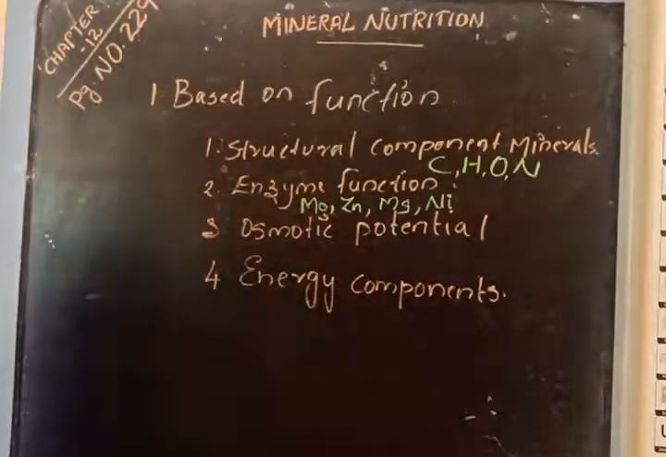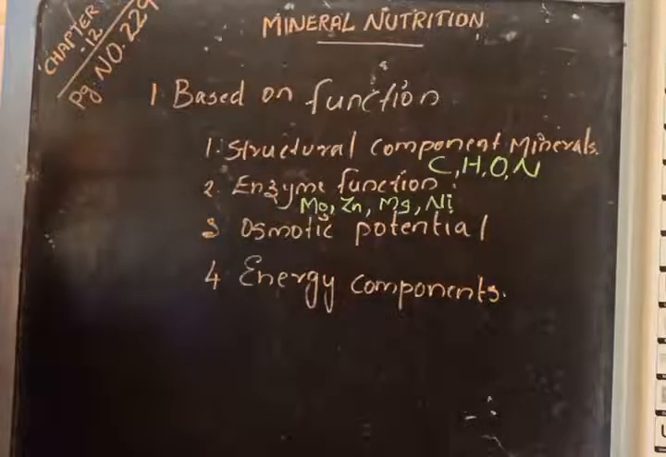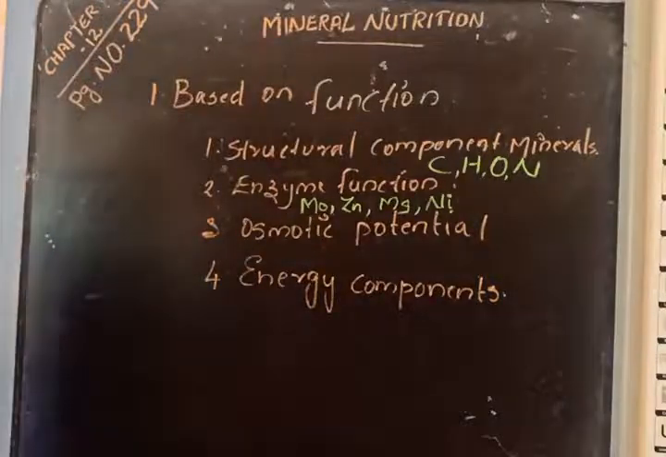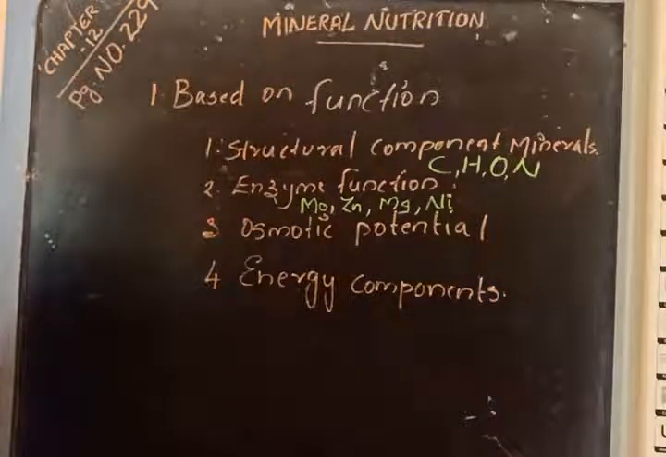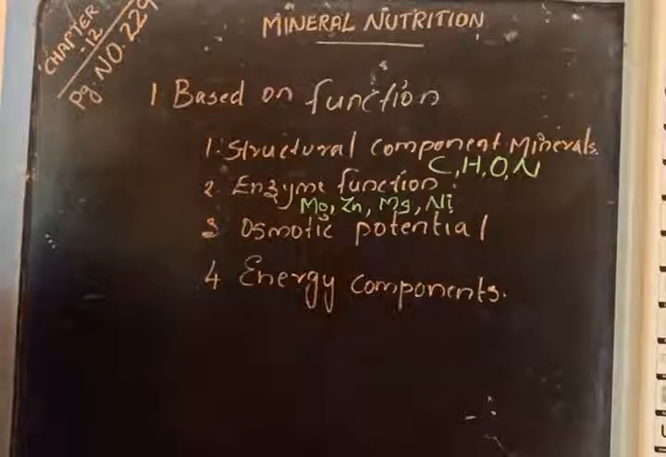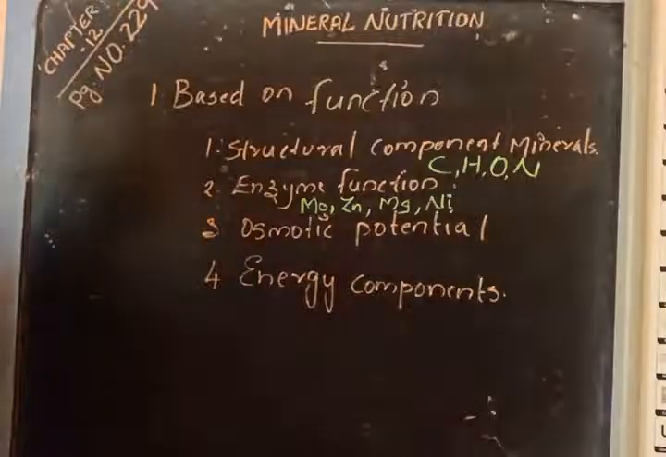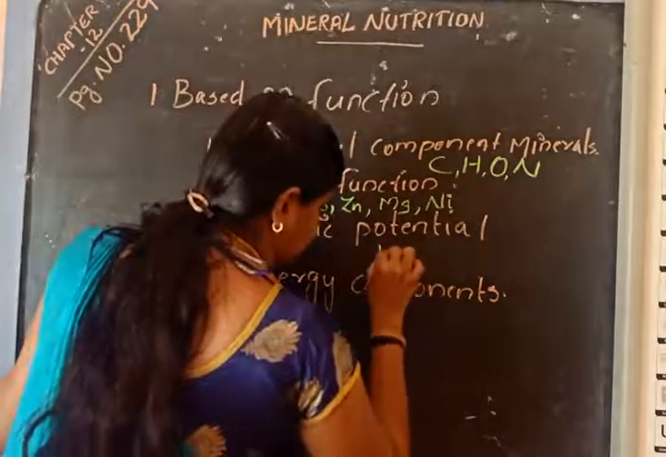Now osmotic potential. Potassium plays a key role in maintaining the osmotic potential of the cell. The absorption of water, movement of stomata and turgidity are due to osmotic potential. In the chapter on transport in plants, we will look in detail at what osmotic potential is and the role of potassium in closing the stomata and turgidity of the cell. So potassium plays a key role in maintaining osmotic potential.